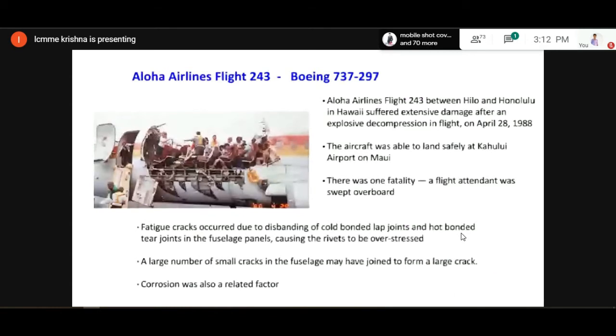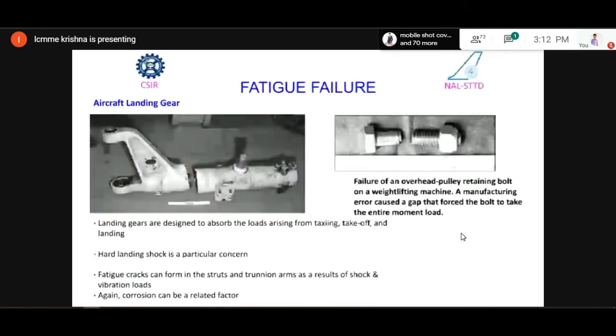Continuing on some of the examples like fatigue failure, the aircraft landing gear. The landing gear is shown here, designed to absorb the load arising from taxiing, takeoff and landing. Landing is one of the most crucial parts where lots of loads come, compared to the takeoff and taxiing. So hard landing shock is a particular concern, and fatigue cracks can form in the strut and trunnion arms as a result of shock and vibration loads.